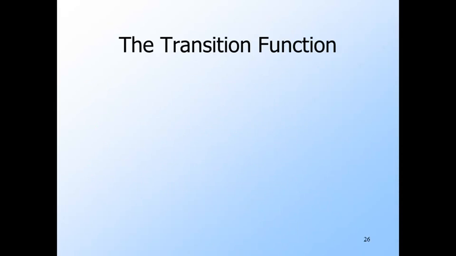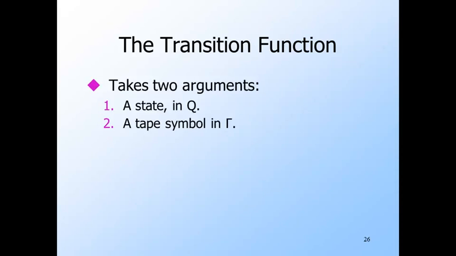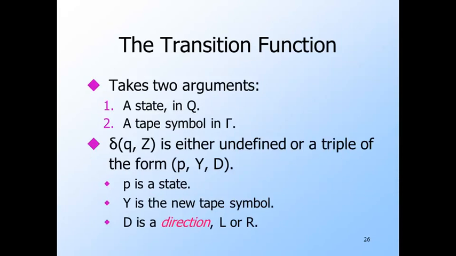Now let's see the transition function delta for a Turing machine. The Turing machine is deterministic, and moreover, it does not have to have a move in any situation. Delta takes two arguments, the state and the symbol scanned by the tape head. Delta of Q, Z, for state Q and tape symbol Z, can be undefined, in which case the Turing machine can make no more moves scanning a Z in state Q, and the Turing machine is said to halt.